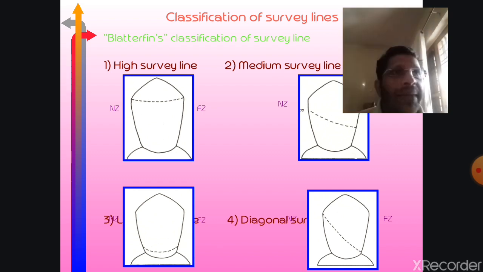To differentiate between medium survey line and diagonal survey line, you check the axis which is being drawn for near zone and far zone. In medium survey line, the inclination of the line which is drawn is not so vertical. The survey line is almost like a straight line with slight curvature extending from near zone to the far zone. But for diagonal survey line, you can very well appreciate that from near zone it starts from the occlusal aspect and goes downward towards the cervical line near the far zone.